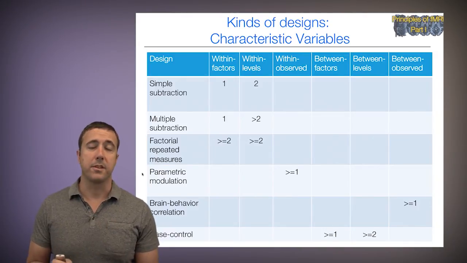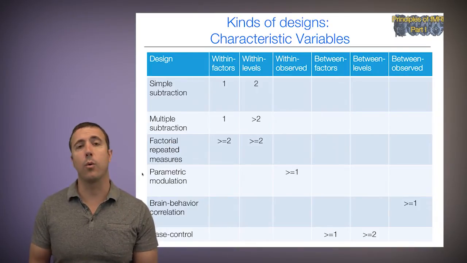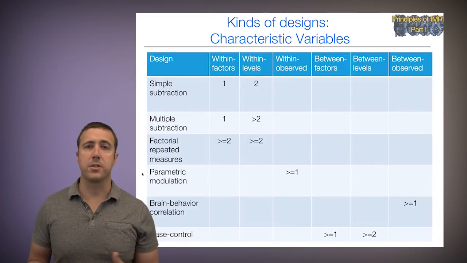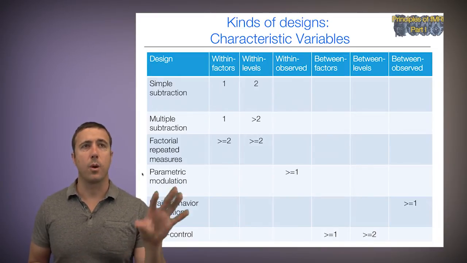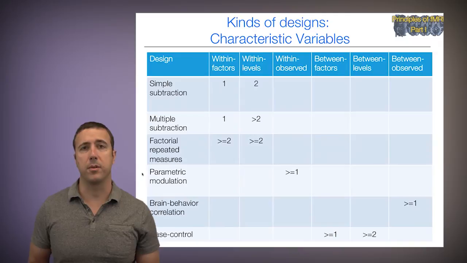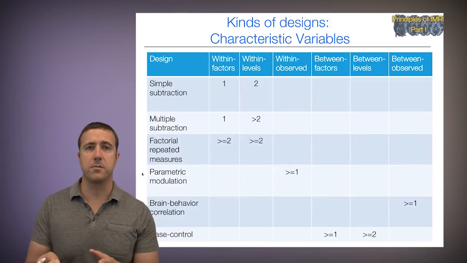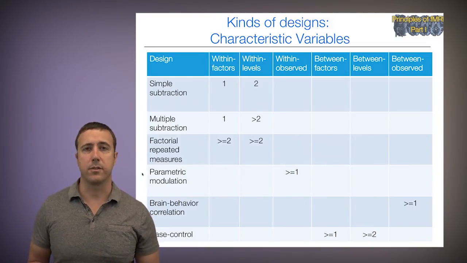A parametric modulation design is one in which at least one within-person factor is observed or manipulated with many levels, usually. A brain behavior correlation design is one in which at least one between-person variable is observed. And a case control design, this would be a patient versus control, is one in which at least one between subject factor is present with at least 2 levels. So let's look at examples of each of these types of designs.